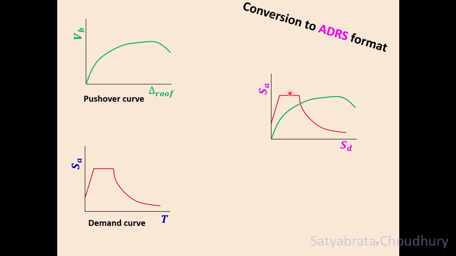Now how to convert, we have discussed in the previous slide the formulae. We are showing it here pictorially again. This base shear is to be converted to spectral acceleration here. So this is the formula which will convert it to spectral acceleration. This base shear at any point will be converted to spectral acceleration at that point.